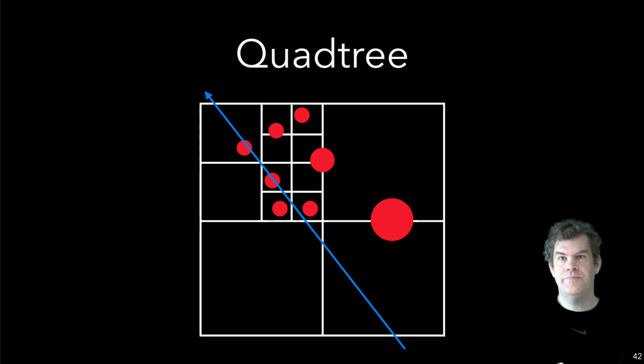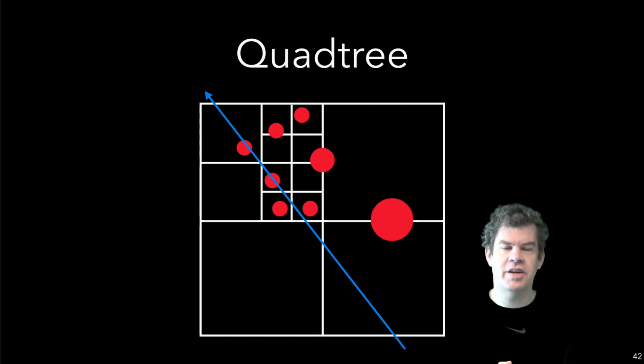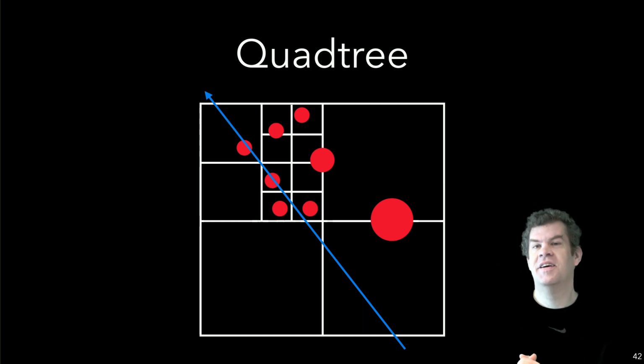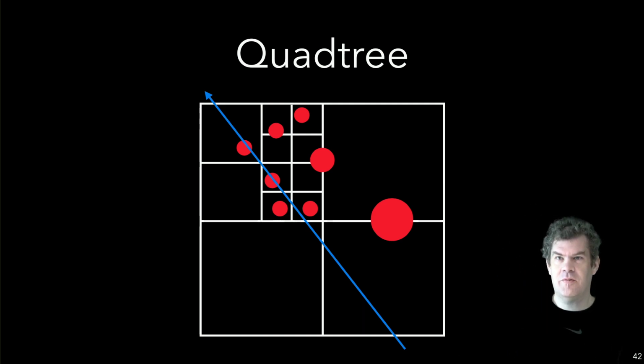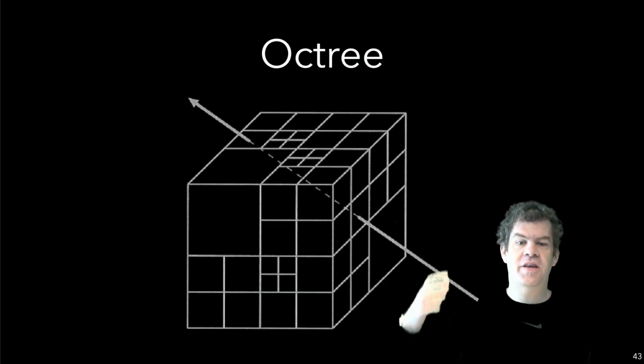Okay, welcome folks. We're doing spatial acceleration structures here, and currently talking about quadtrees. So the next step will be octrees, right? If you extend this idea to 3D, you get octrees.